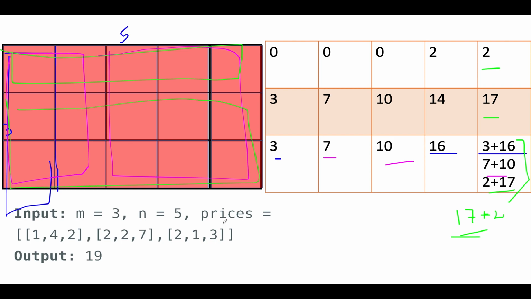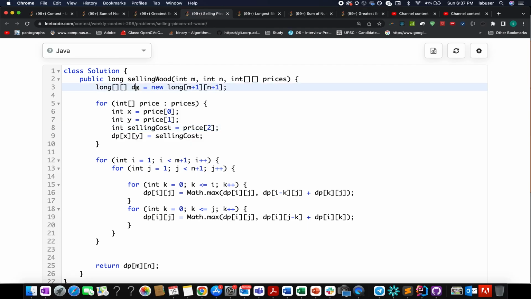With this, we have successfully iterated over the input test case, and you yourself see how we use the pre-computed values of using dynamic programming to actually derive the final solution. And let's quickly walk through the coding section and conclude it up. Here I've created a DP array of dimension m plus 1, n plus 1, and I iterate through the prices array. I check the x coordinate, extract the y coordinate, and I extract the selling cost. I set dp of x comma y at selling cost.